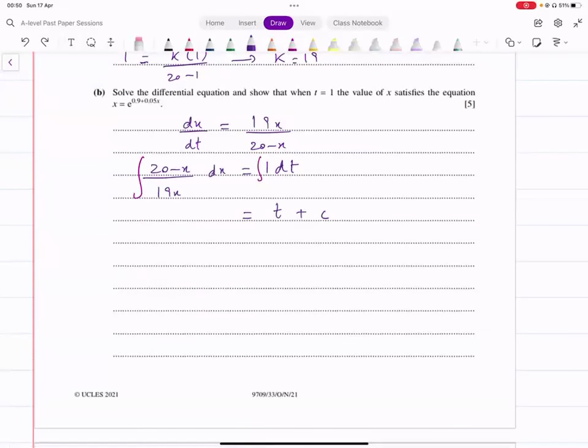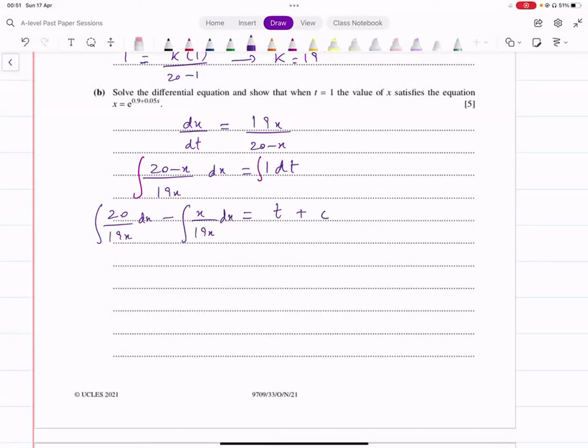We can actually break the fraction, right? देखें ऊपर दो terms आ रही है ना, 20 minus x. हम क्या कर सकते हैं? We can break it into two parts. You can say it's 20 over 19x का integral minus x over 19x का integral. So we can break it down into two parts like this.